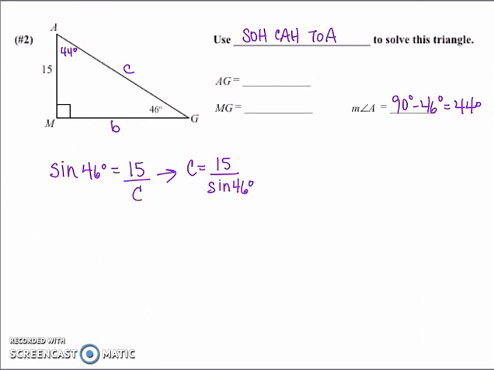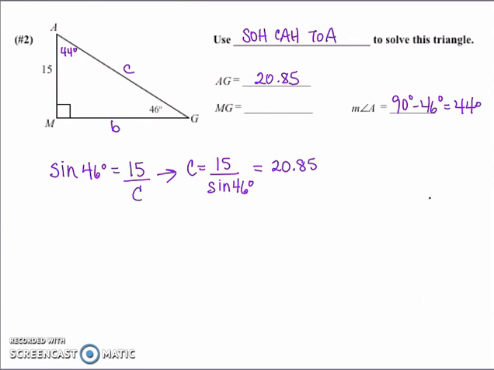Now you grab your calculator, make sure that you are in degree mode, and you do 15 divided by the sine of 46 degrees, which gives us a hypotenuse length of 20.85. Remember, our hypotenuse should be our longest side, so when we find that last side, MG, we just need to make sure that it is shorter than 20.85, so we have some confidence in our answer.